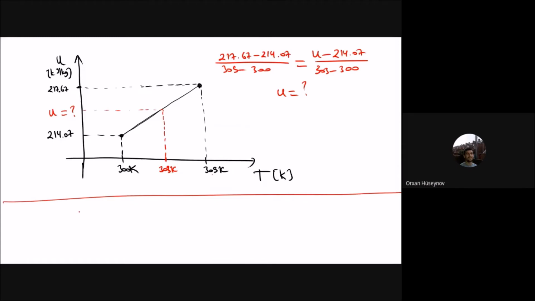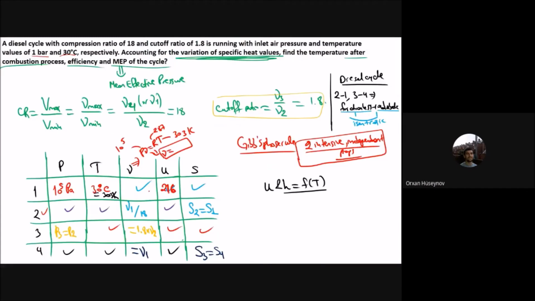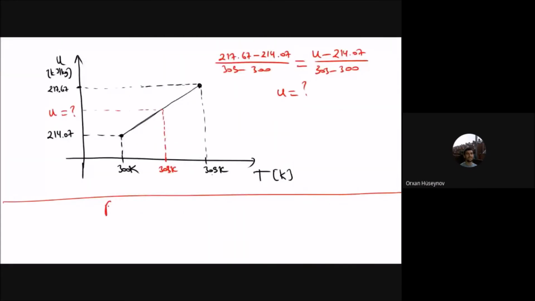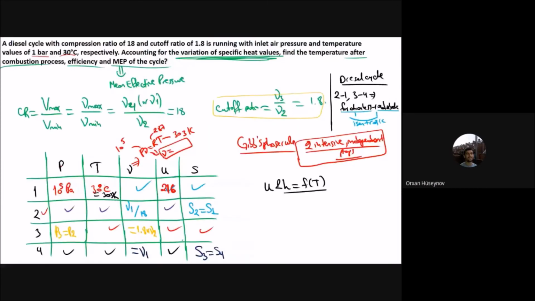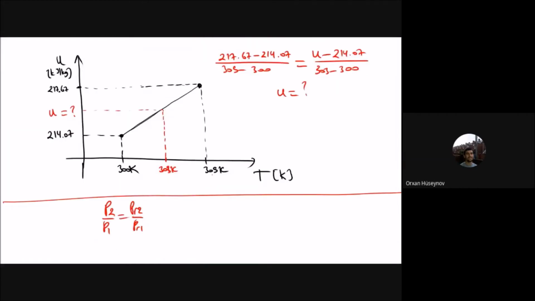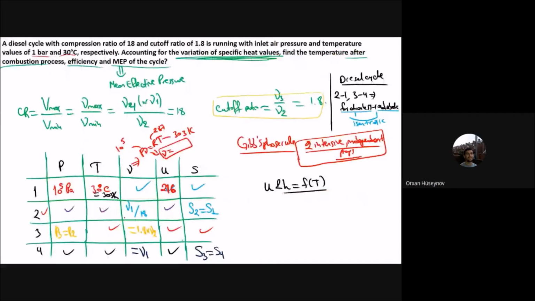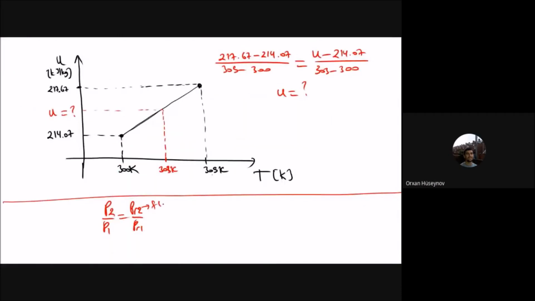Therefore, I should find that P2 by P1 will be the same as PR2 by PR1. Let's use it. The problem here is that P2 is unknown. Since P2 is unknown, PR2 will be unknown because temperatures are not given here. This one is a function of temperature.